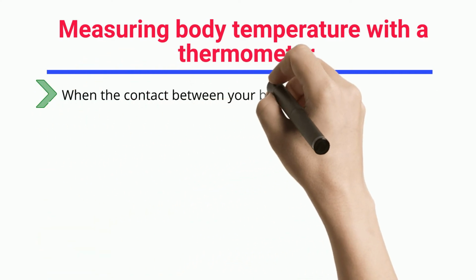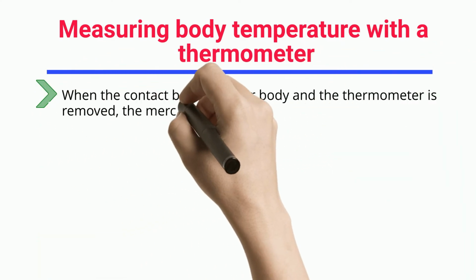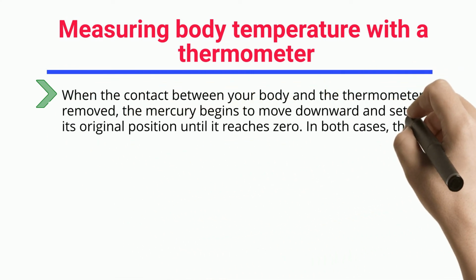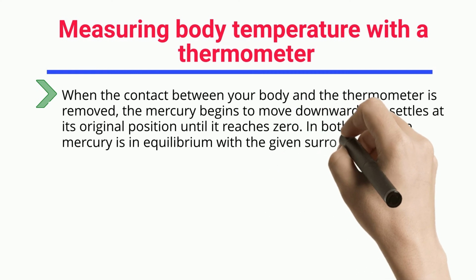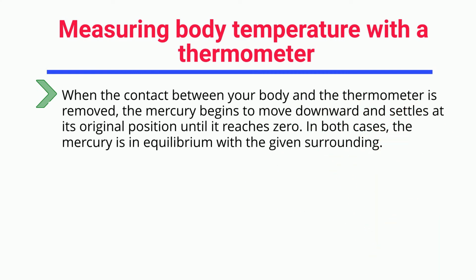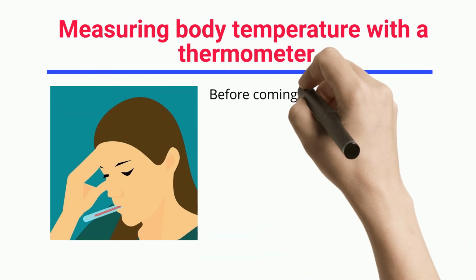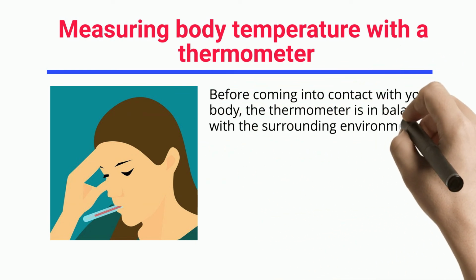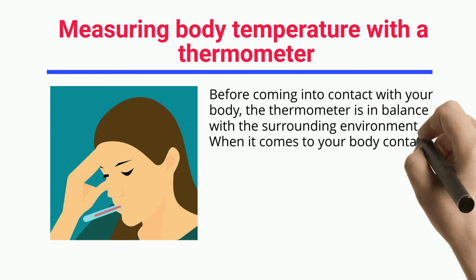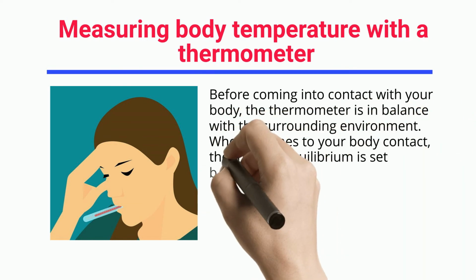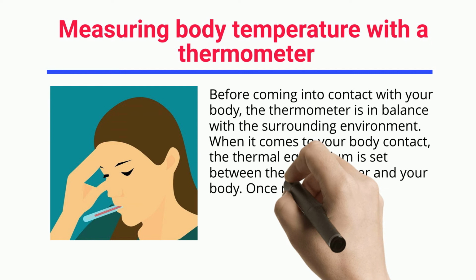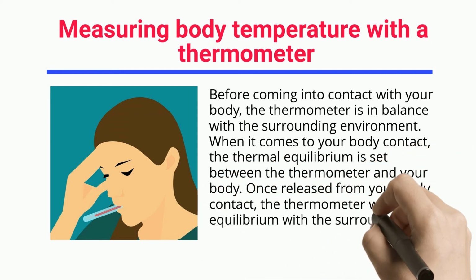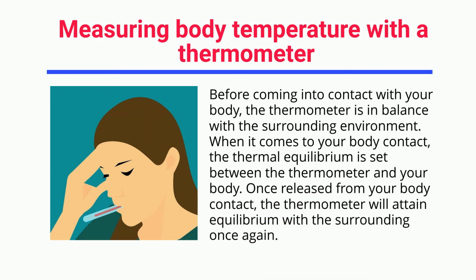When the contact between your body and the thermometer is removed, the mercury begins to move downward and settles at its original position until it reaches zero. In both cases, the mercury is in equilibrium with the given surroundings. Before coming into contact with your body, the thermometer is in balance with the surrounding environment. When it comes into contact with your body, thermal equilibrium is set between the thermometer and your body. Once released from your body, the thermometer will attain equilibrium with the surroundings once again.